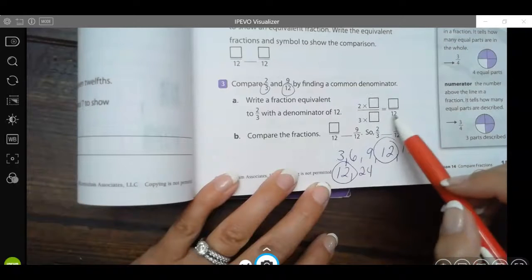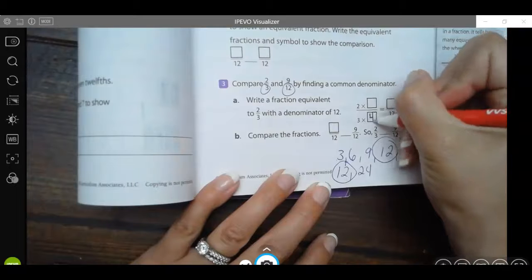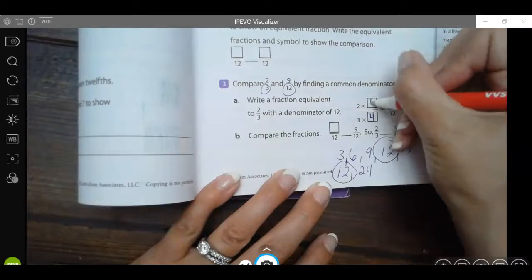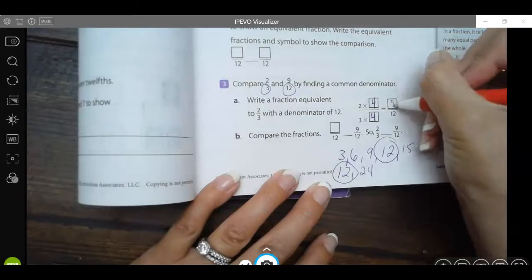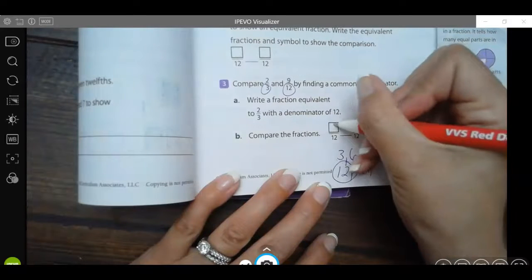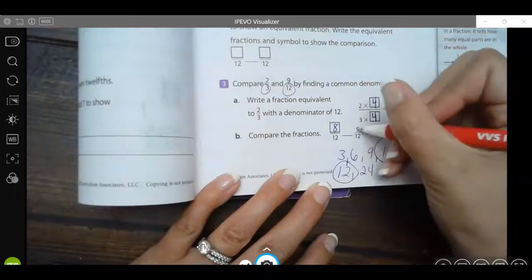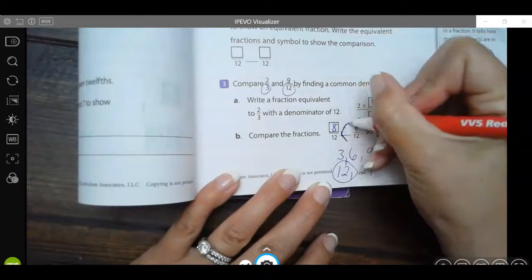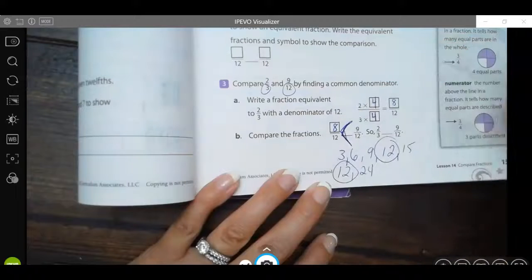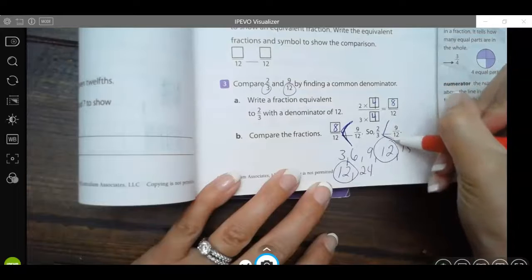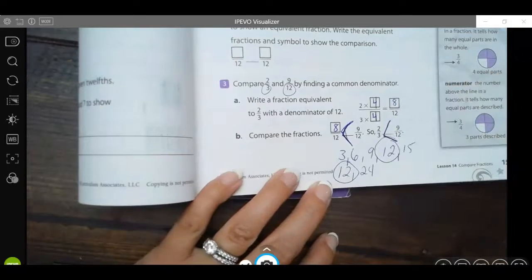So, okay, how do I go from 3 to 12? I multiply by 4. So whatever you do to the bottom, you've got to do to the top. I'm going to multiply this by 4, and I'm going to get 8. So 8/12. So now I'm comparing 8/12 to 9/12. And I know that 9/12 is going to be greater. So 2/3 is less than 9/12. Okay?